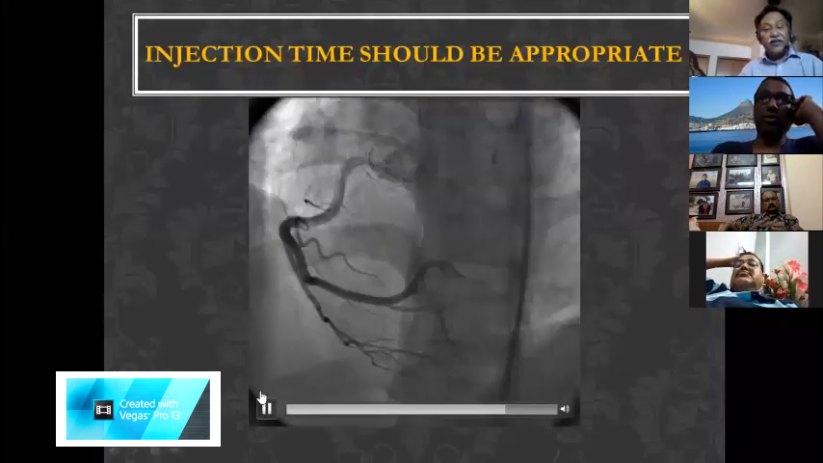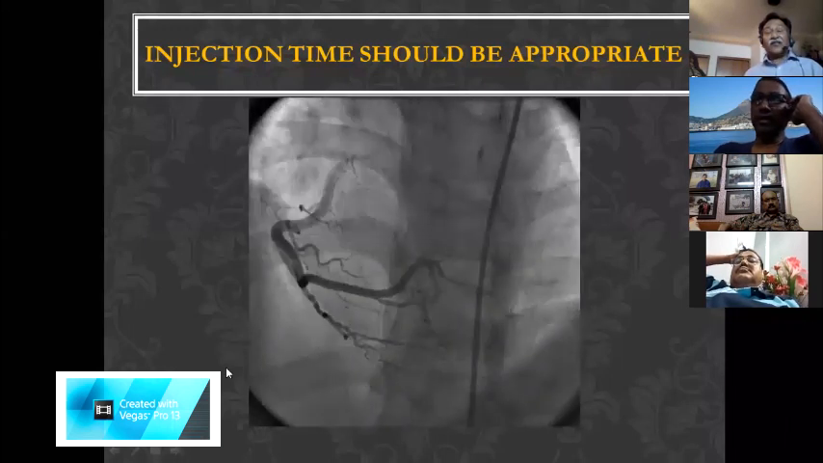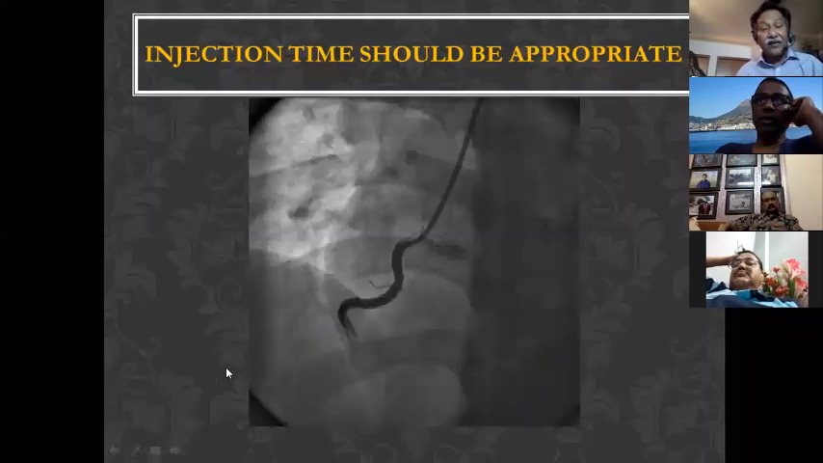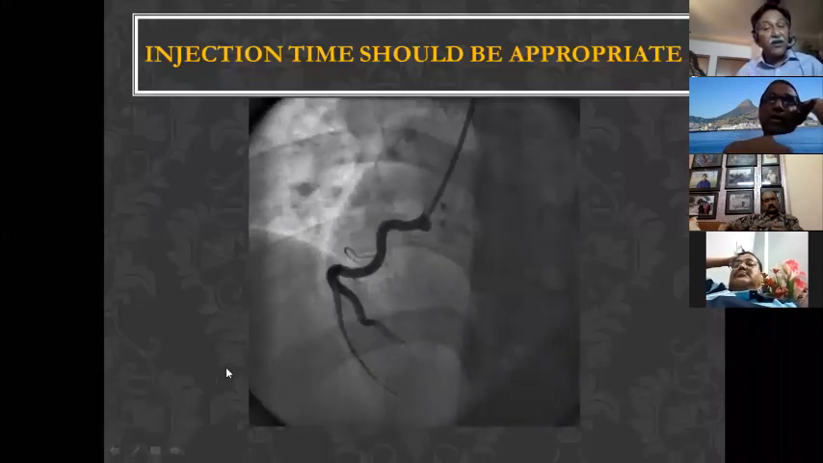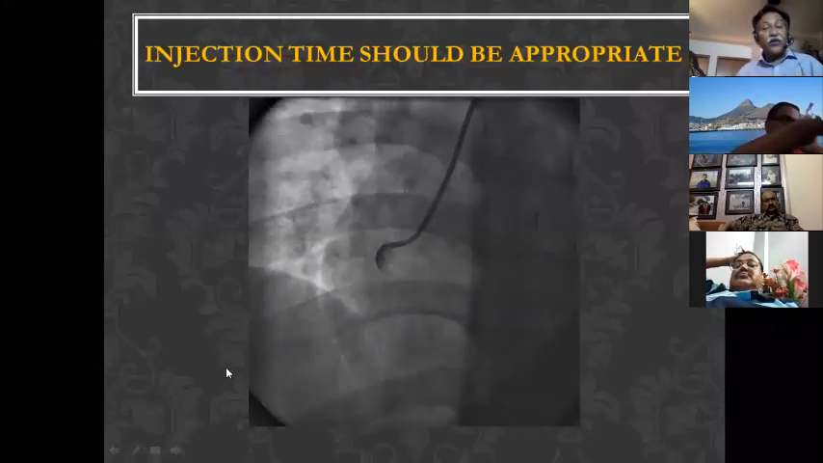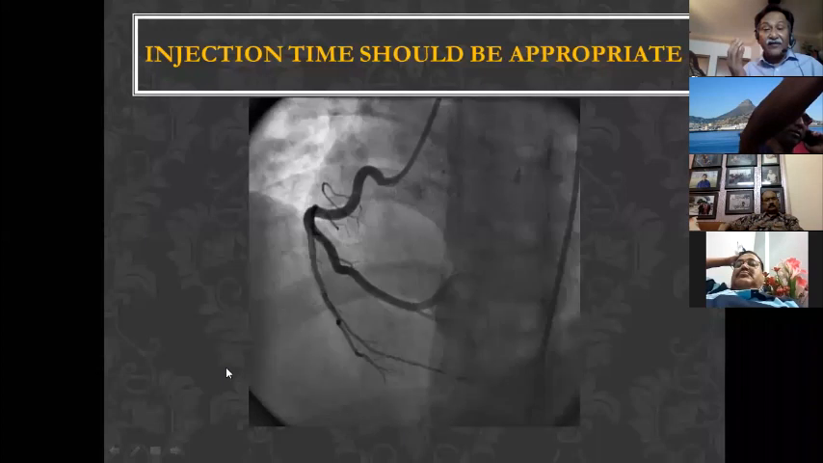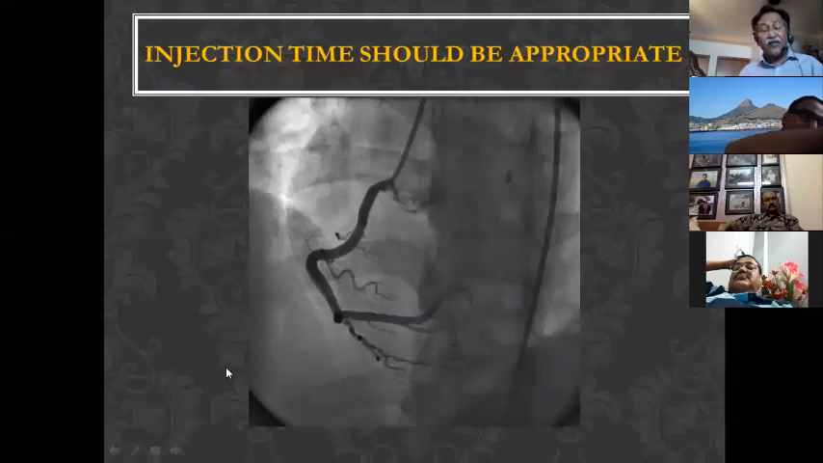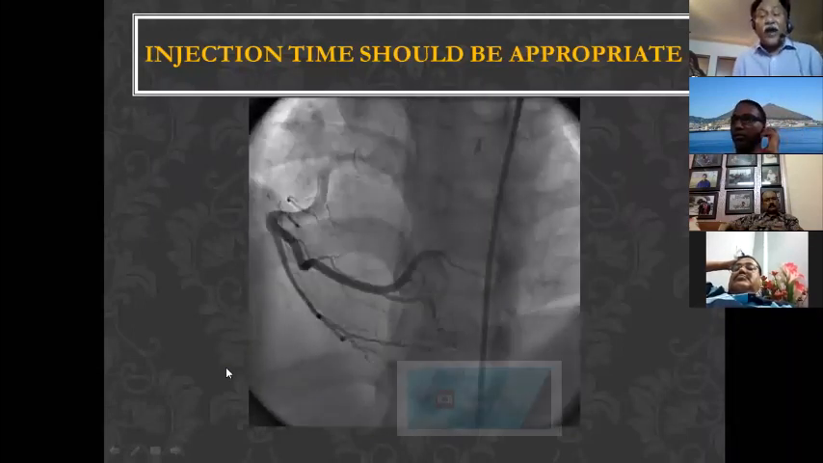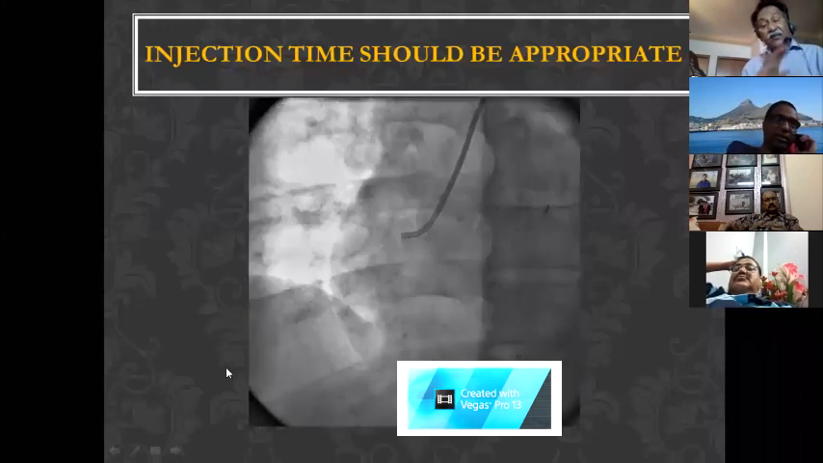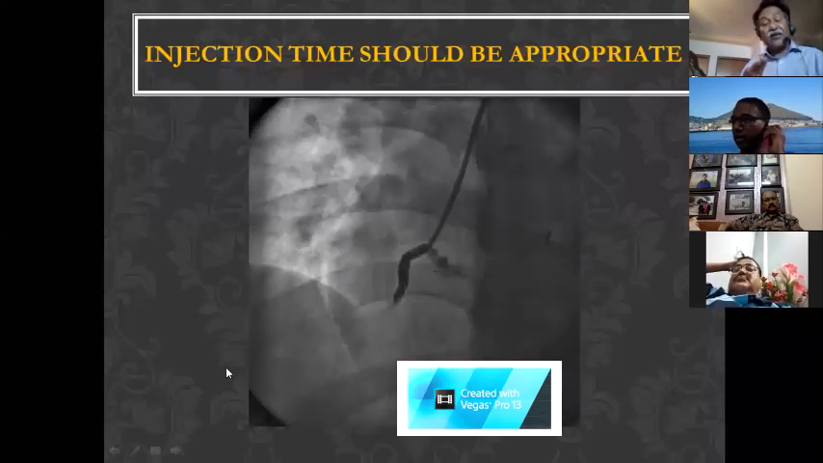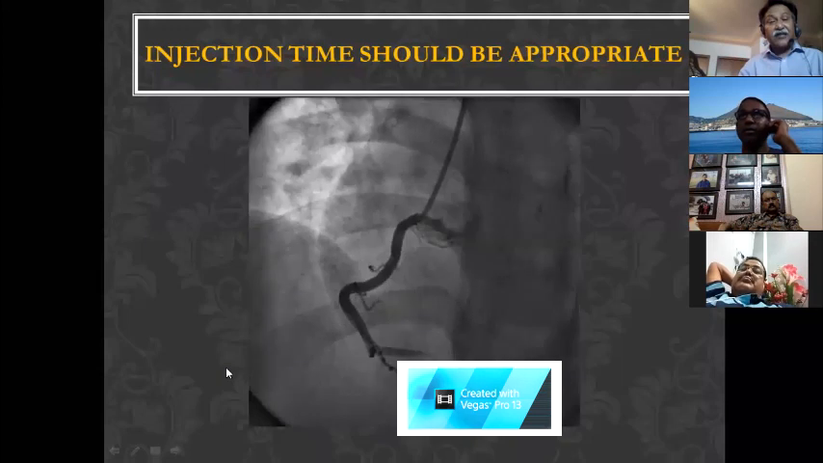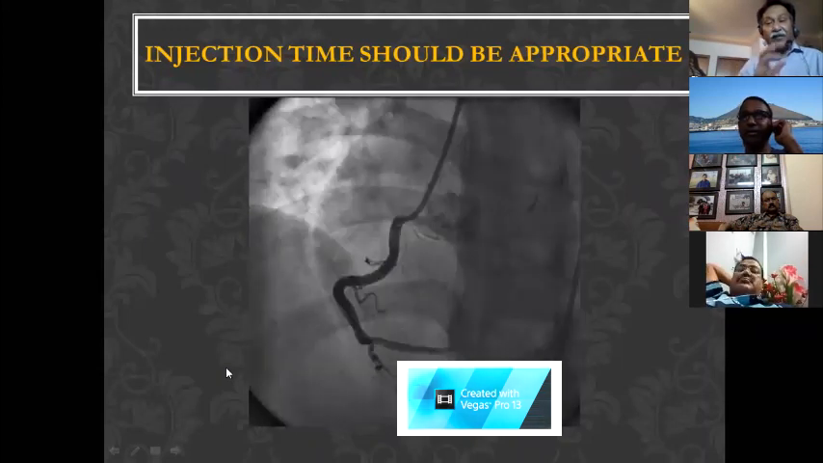Another issue is you should take the cine for at least 4 to 5 cardiac cycles. Here they have taken 2.5 cycles, so you are not seeing properly, especially in a patient with a contralateral obstruction of the coronary artery. You must take the cine for at least 4 to 5 cardiac cycles to fill up the whole coronary artery and also, if necessary, the contralateral collateral channel. That means you should inject for an appropriate time.